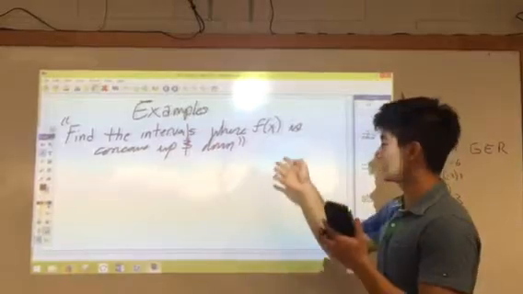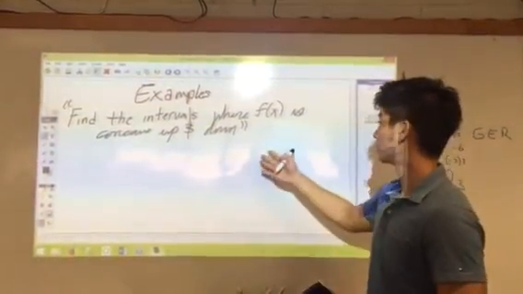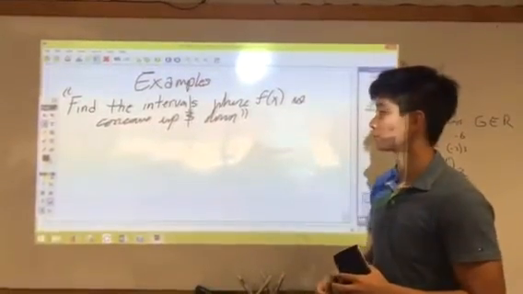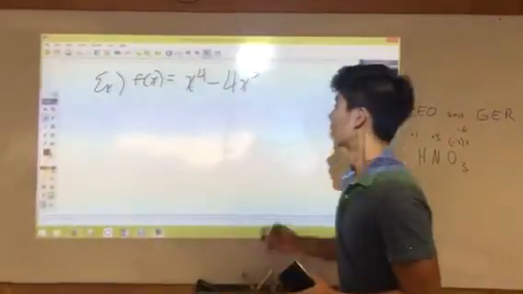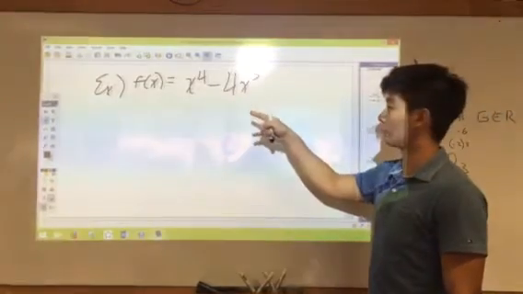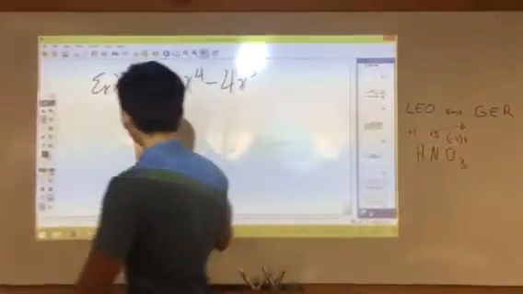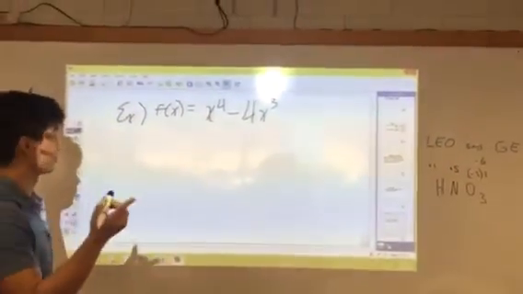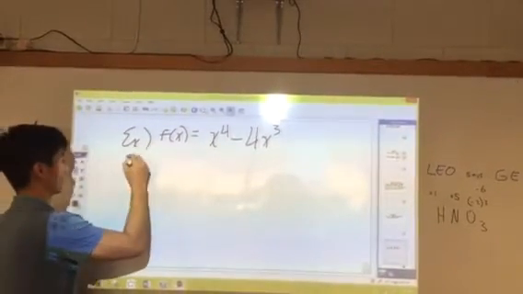Okay, examples. This is the typical wording you'll encounter in the AP Calculus exam. Find the intervals where f of x is concave up and concave down. Okay, now this. We are given the function f of x equals x to the power of 4 minus 4x cubed. Now how do we solve this? As I stated before, the first step you have to do is find the second derivative. To do so, you have to first find the first derivative. So let's do that first.